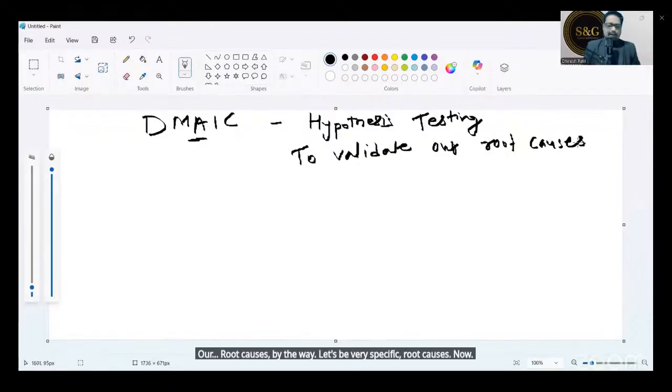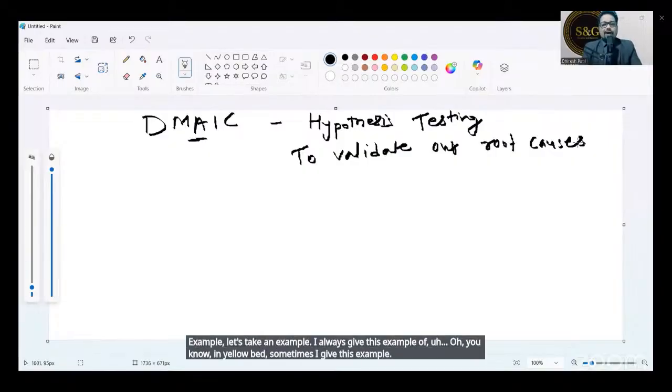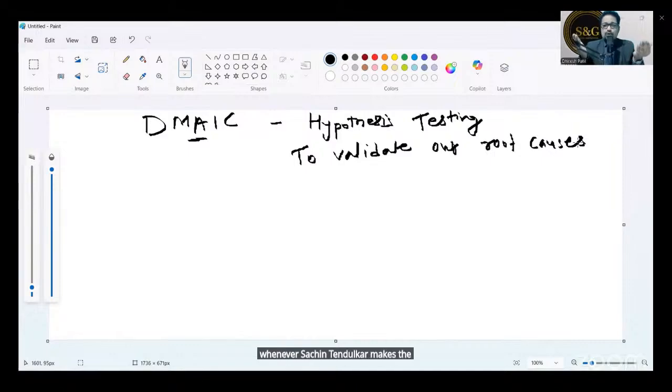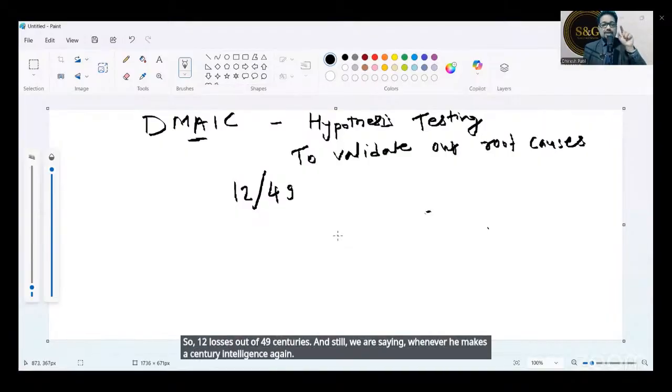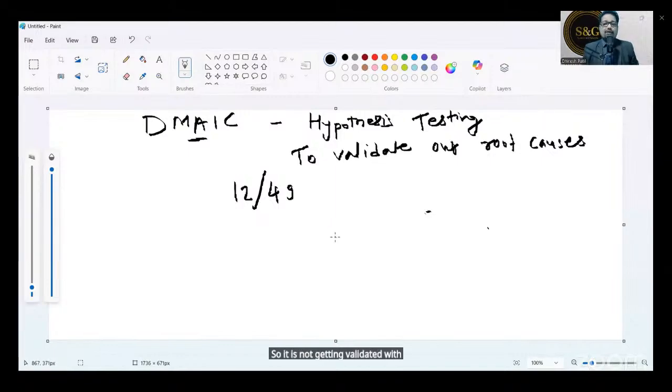Now, let's take an example. Sometimes I give this example in yellow belt. Whenever Sachin Tendulkar makes a century, India loses the game. Now, this is a hypothesis. Hypothesis meaning assumption. So we are testing our assumption with the data. When we actually collect the data, we found that out of 49 centuries of Sachin Tendulkar, only 12 matches the Indian cricket team has lost. So 12 losses out of 49 centuries. And still we are saying whenever he makes a century, India loses a game. So it is not getting validated with the data we have in our hand.